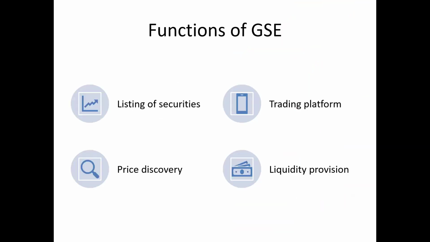So that is it. So we go to the functions of Ghana Stock Exchange. What they do is they list securities of firms that qualify, that meet their requirements. So they list them on the Ghana Stock Exchange. They do price discovery: they determine the price of shares through demand and supply. They enable people to trade their shares and bonds on the platform. They provide liquidity, that is, they give people the opportunity to convert their investment to cash whenever they are ready.